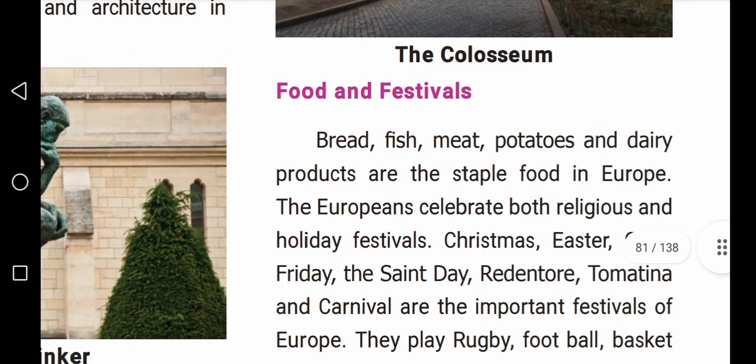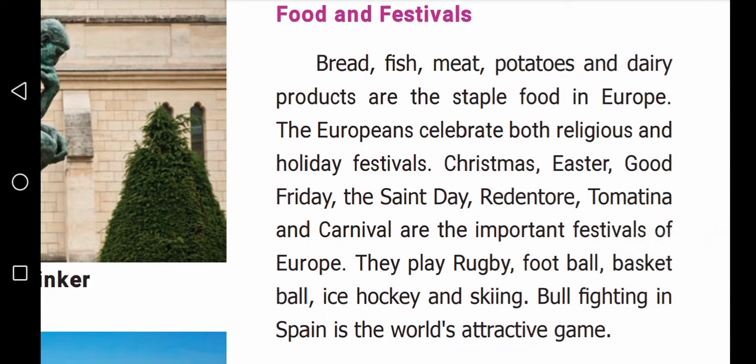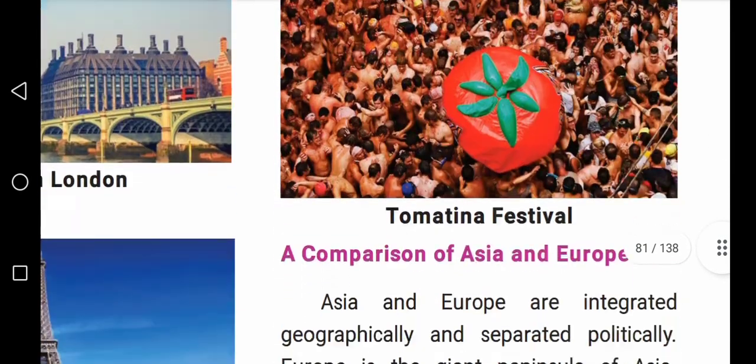The Europeans celebrate both religious and holiday festivals. Christmas, Easter, Good Friday, the Saint Day, Renandor, Tomatina, and Carnival are the important festivals of Europe. They play rugby, football, basketball, ice hockey, and skiing. Bullfighting in Spain is the world's attractive game. It's very famous. So, this is the Tomatina festival.